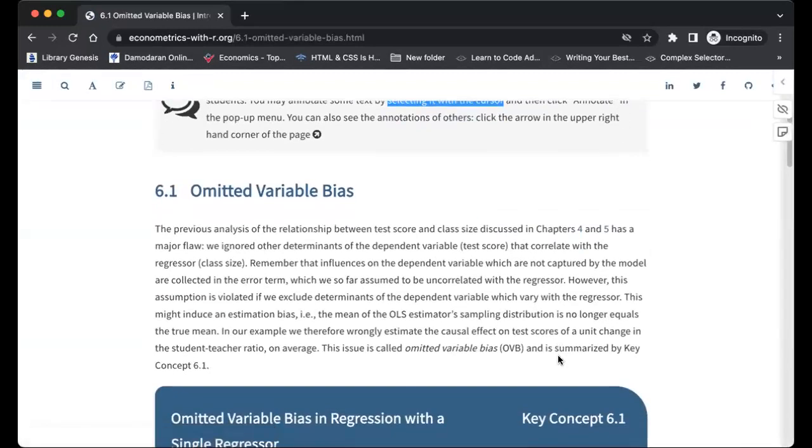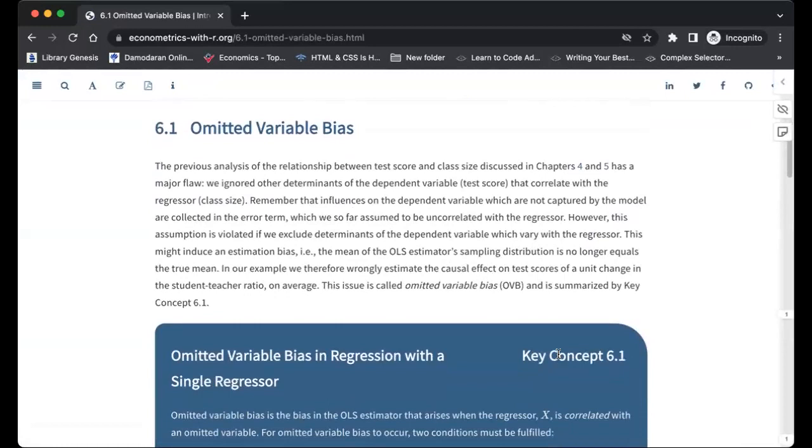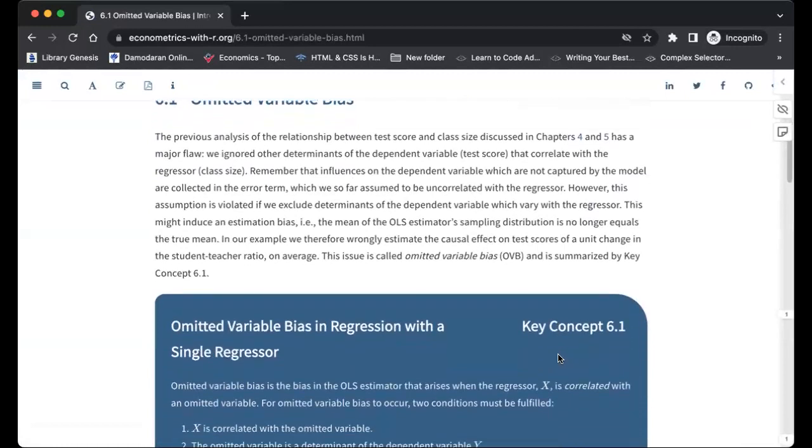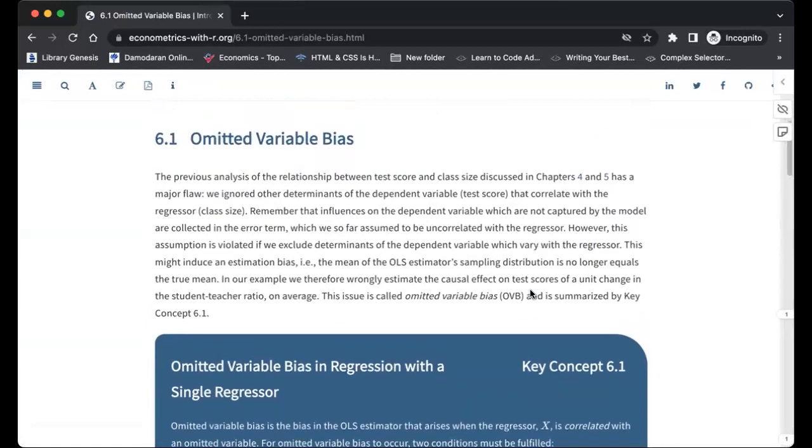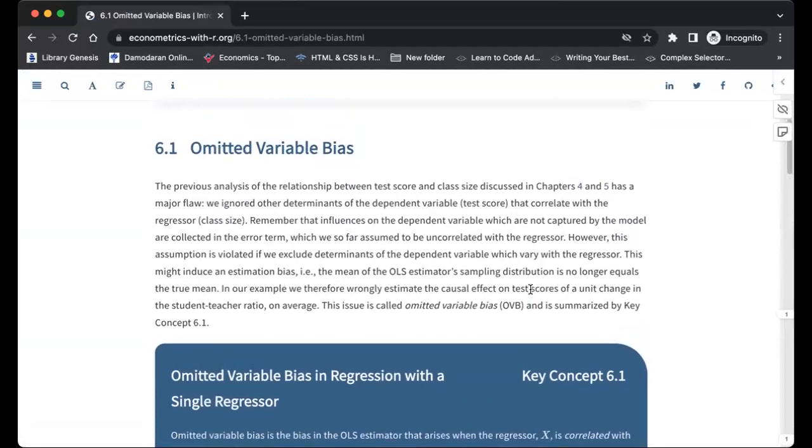Now we'll start with omitted variable bias. We have the error term because of the omitted variable bias issue. In a sense, we are not able to control all the variables that will help us predict the dependent variable well. That's why we have the error term, to capture some of these variables that we are not able to control for.